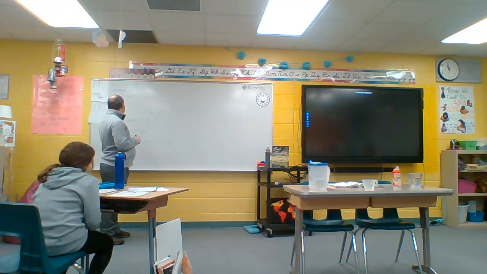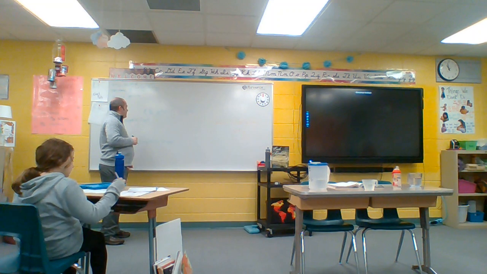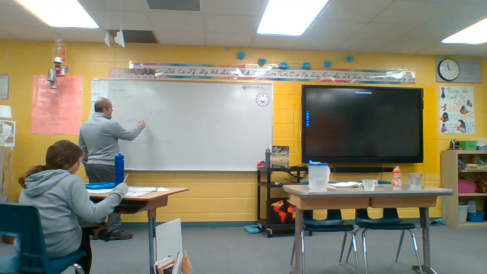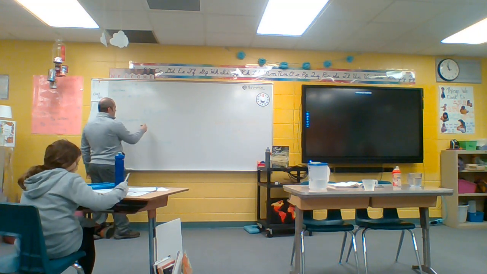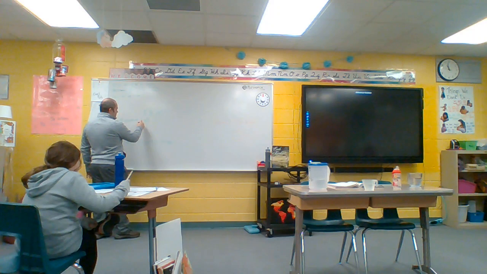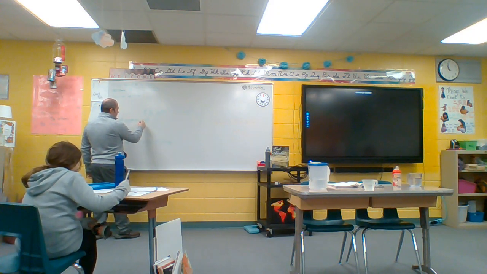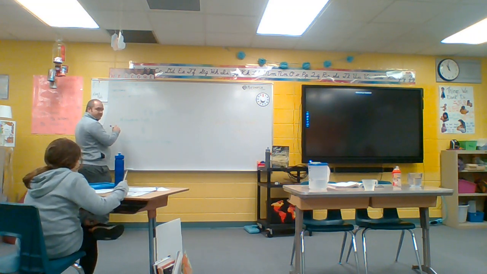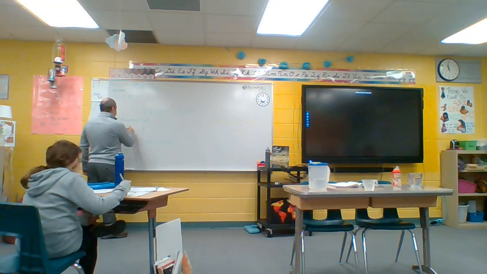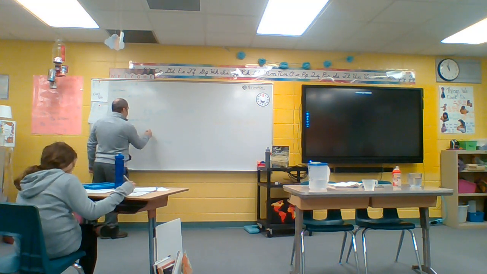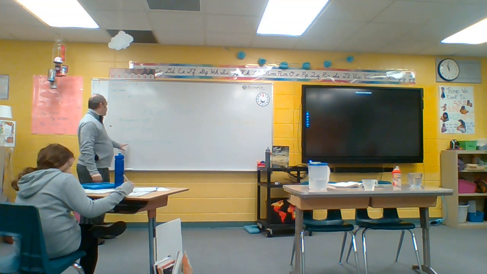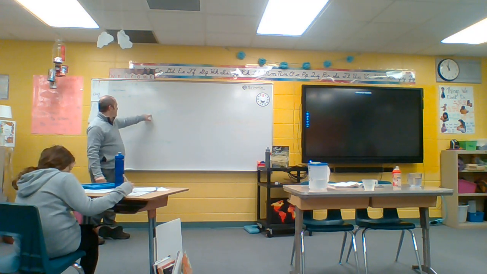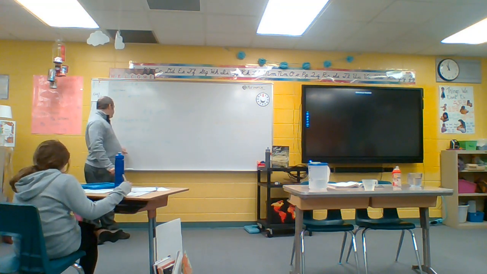Or I could skip the pint altogether. I know that 4 cups equals 1 quart, and I need half a quart, so that's half of 1 is 1/2. What's half of 4? 2. So 2 cups equals half a quart. So it'll be 4 cups, which is 1 quart, plus 2 cups, which is half a quart, equals 6 cups.